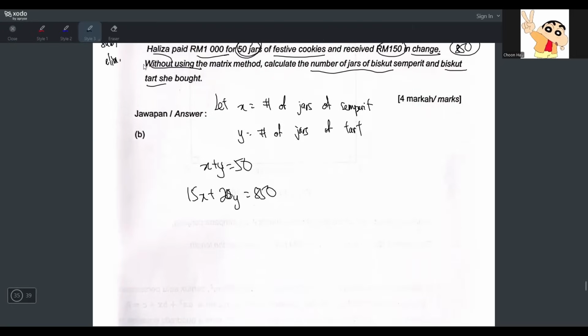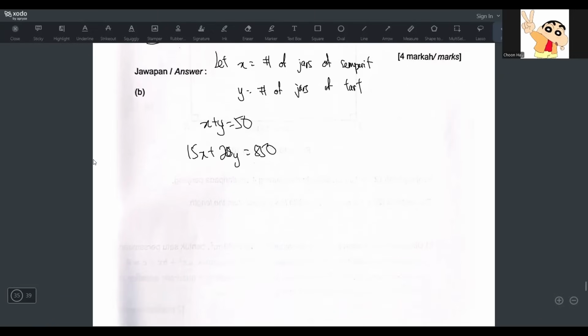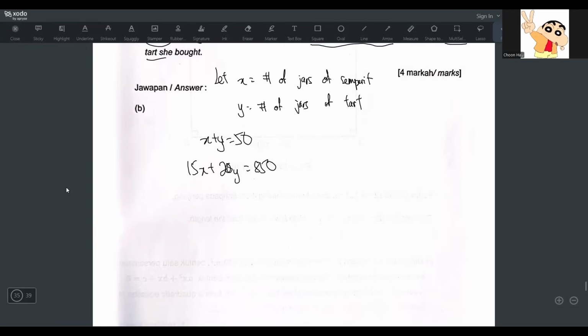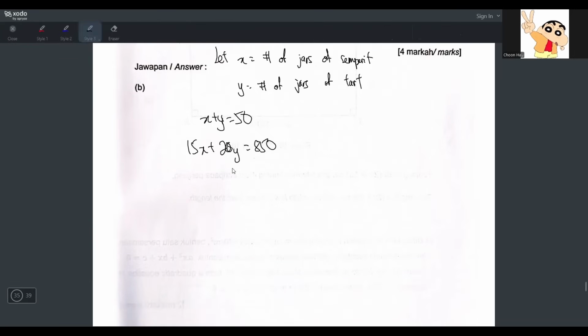Okay, they already said cannot use the matrix method, so we have to use substitution or elimination. So it means substitution also can, elimination also can, or you want to combine both also can. So what will I do? Okay, I'll do substitution method. So this is equation 1, this is equation 2, and how to do substitution? You can start from any equation you want and then make the x single or the y single. Cari x or cari y.